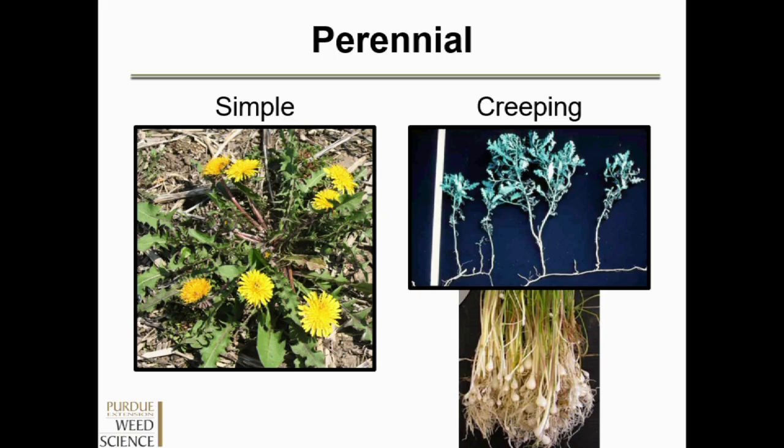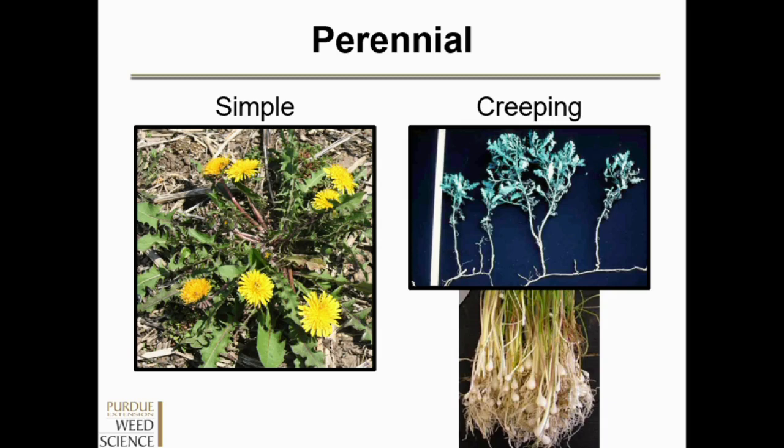We have a number of different types of perennials. On the left side of the screen there, you'll see what we call a simple perennial. Everyone recognizes this one. This is dandelion. And so a simple perennial will regrow from that root structure that you see the plant growing out of there. So the reproductive stage is just a simple taproot that the plant will regrow from the following year.